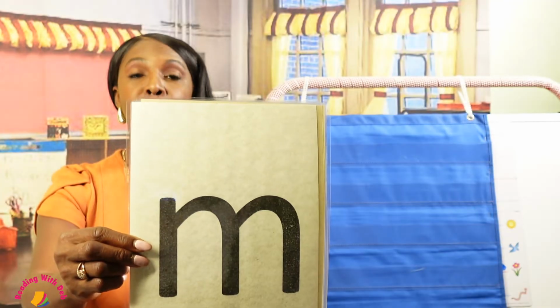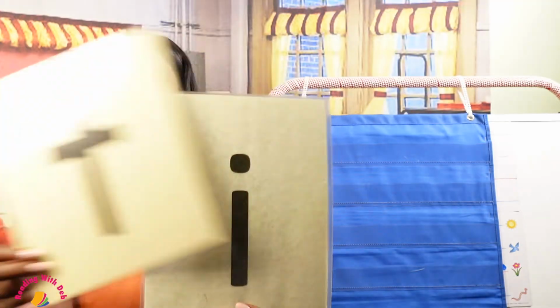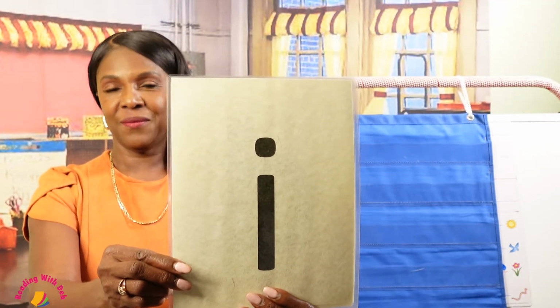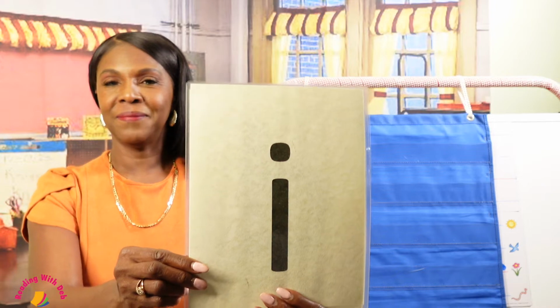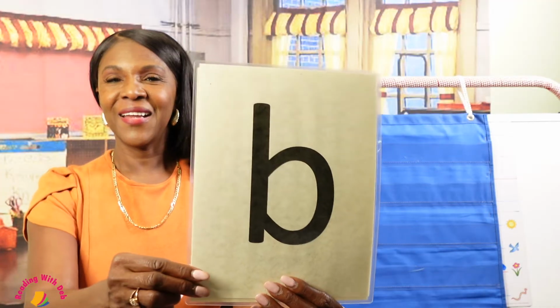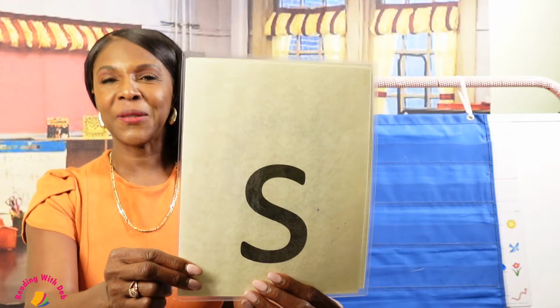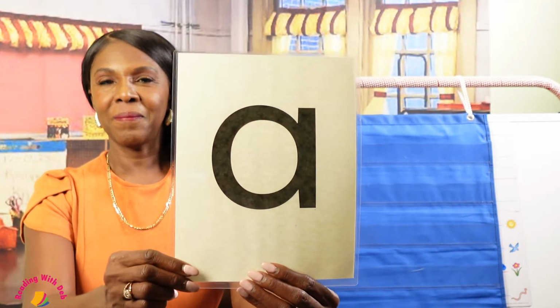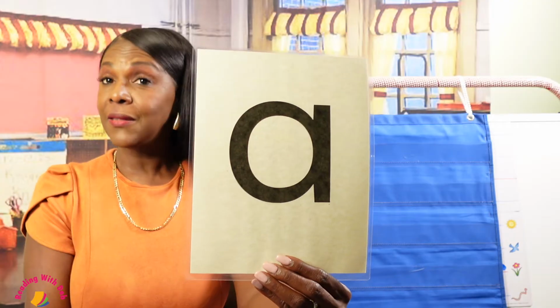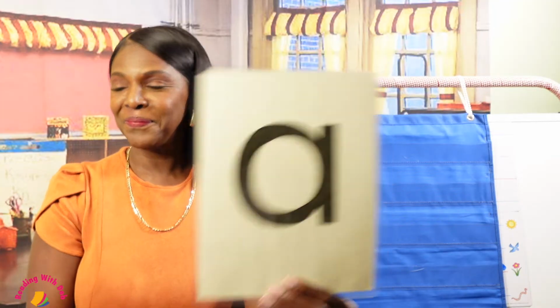For our next drill, I am going to show you the letters and you are going to give me the sounds for the letters before I do. T. E. Second sound. I with open syllable. B. S. A. Second sound. A with open syllable. Good.